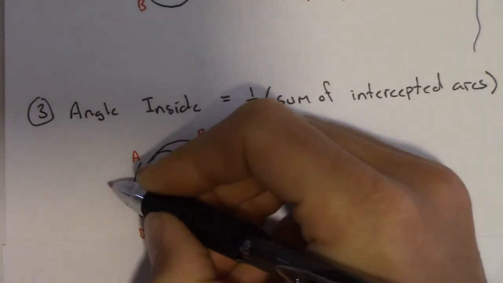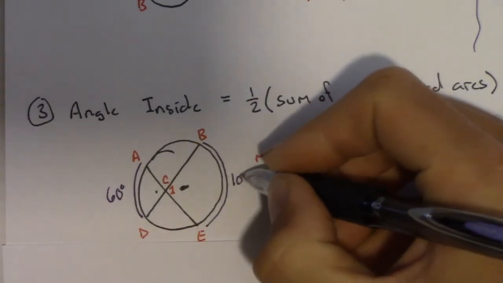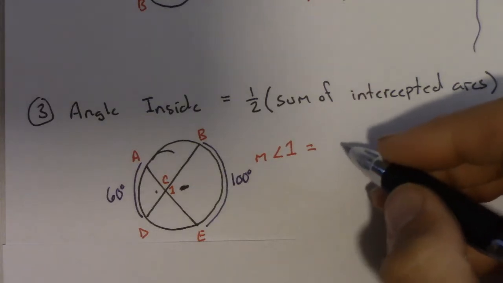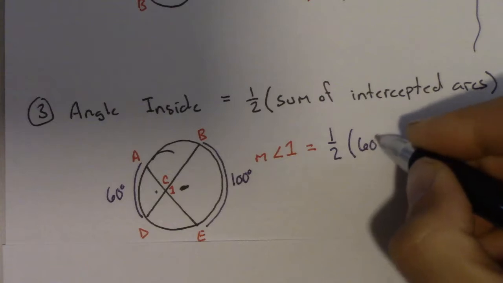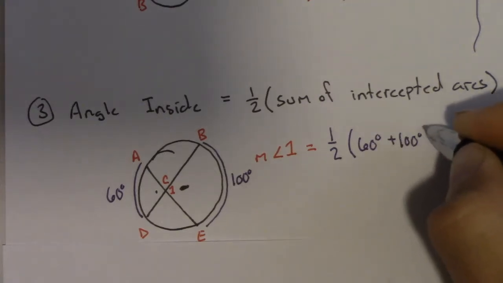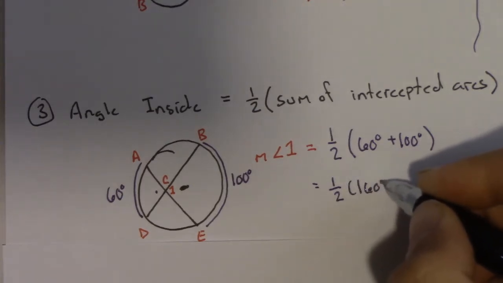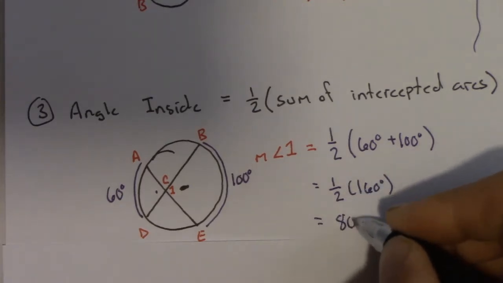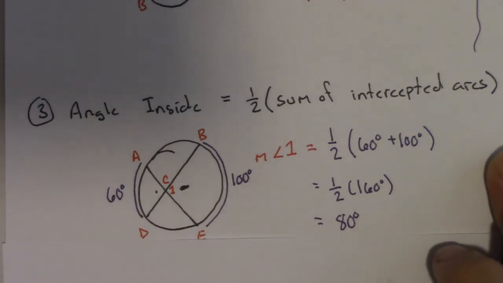So suppose over here I made AD 60 degrees and I made BE 100. Then that means the measure of angle 1 is going to be 1/2 the sum, 60 plus 100. So then that would make that 1/2 of 160 or 80 degrees. Okay, so because of the vertical angle piece, I know that those two angles must be the same, and it comes from the sum of those intercepted arcs.